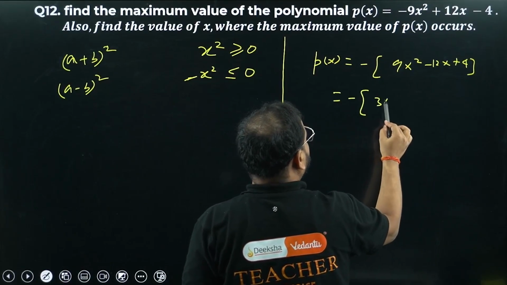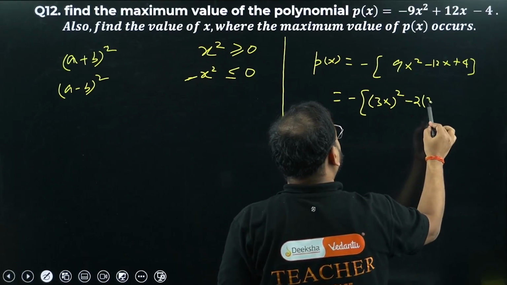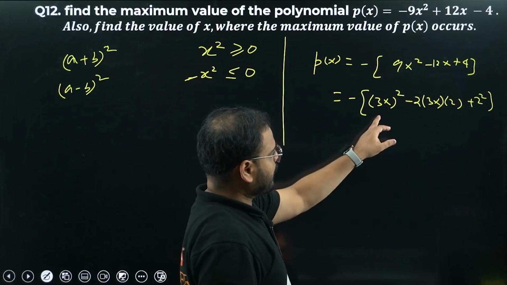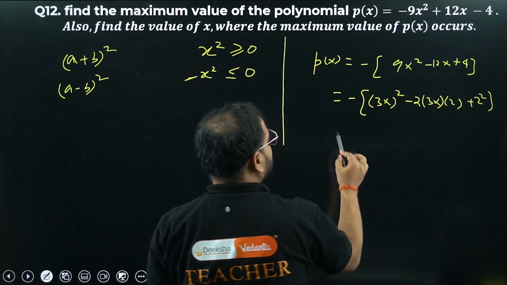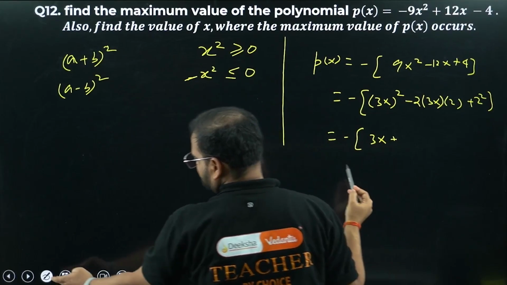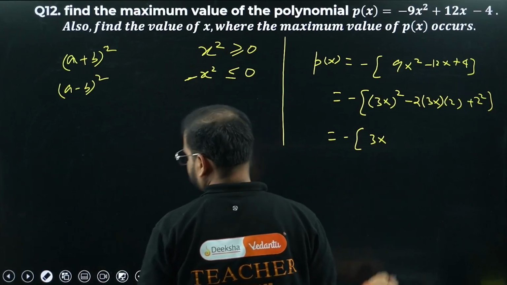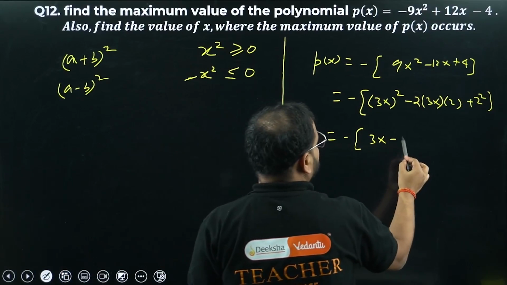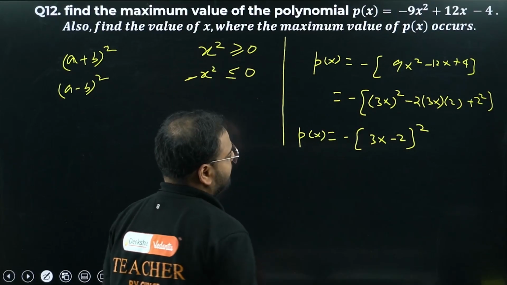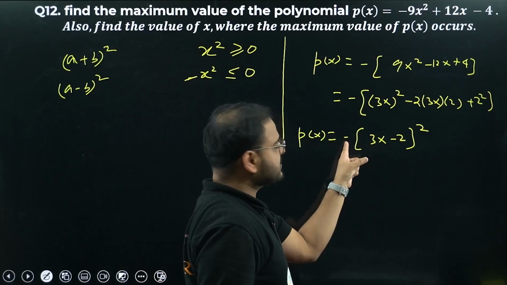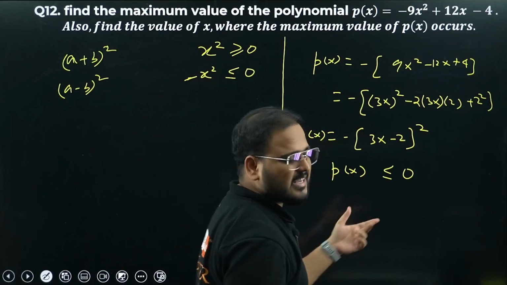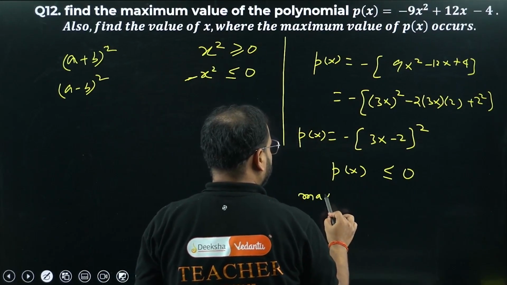Minus sign outside, this is going to be 3x the whole square minus 2 times 3x times 2 plus 2 square, correct? A square plus b square minus 2ab is the formula. So minus of 3x minus 2 the whole square. This is p(x). This whole square means positive, and with the minus sign it means negative. So p(x) is less than or equal to 0. So what is the maximum value?